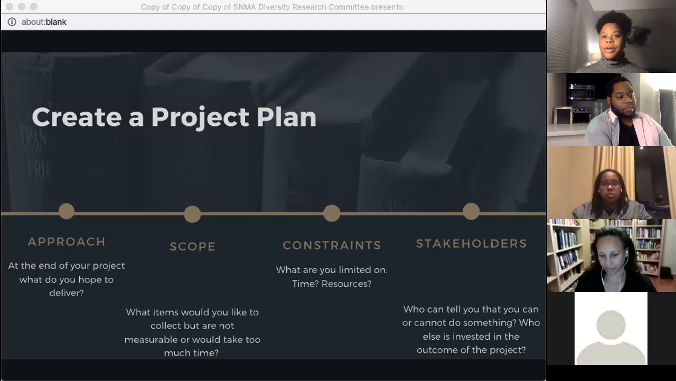Constraints. If you're in school, you know that you're probably limited on time. You may be limited on resources. Your mentor may not have unlimited resources. They may not have a huge NIH lab that they're working with. You may want to survey everybody in your entire school, but that may not be possible based on resources as well as time.